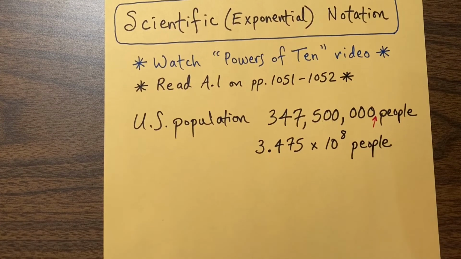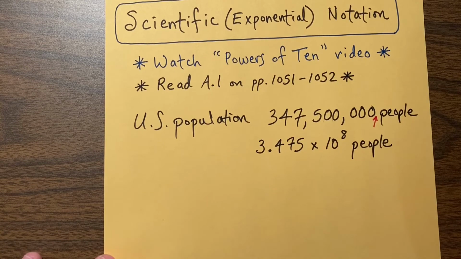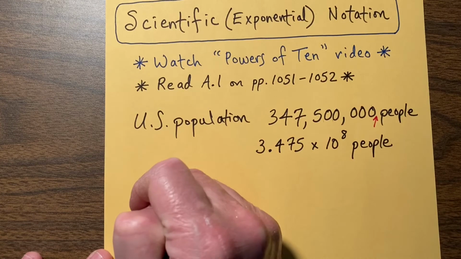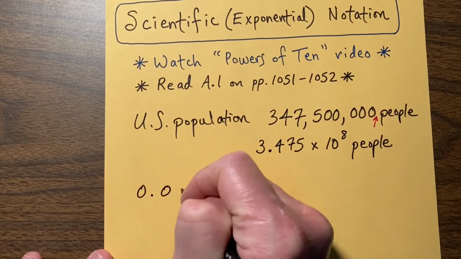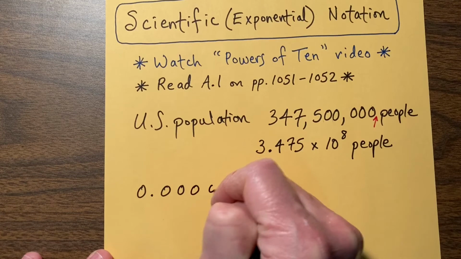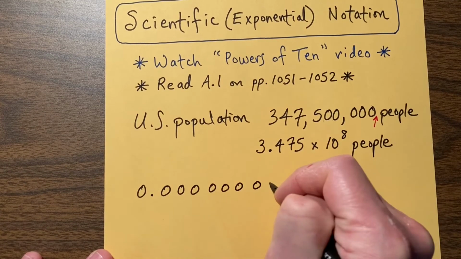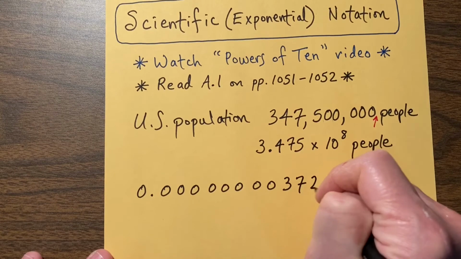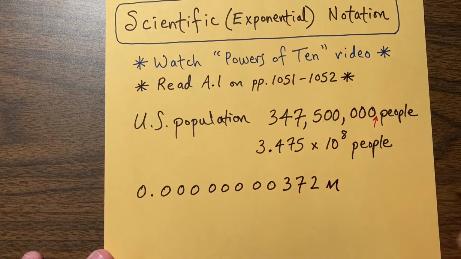You can also use it for very small numbers as well. So let's say I measured something on an electron microscope, and it was very, very small, 0.00000000372 meters.